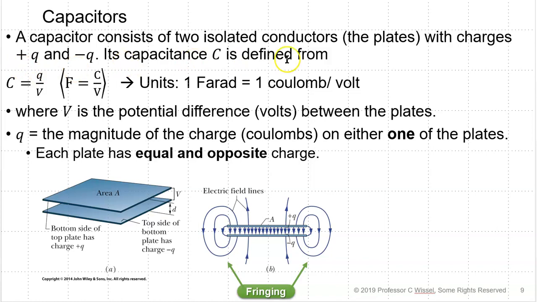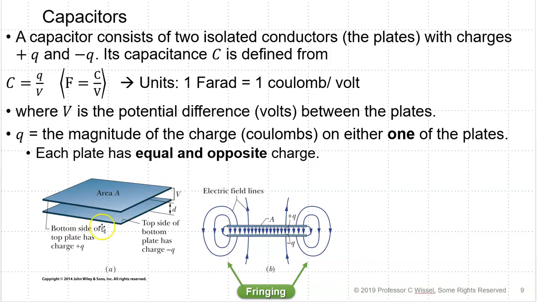The capacitance C is defined from C equals Q over V. And we have a new unit here called the farad, named for Michael Faraday. 1 farad is 1 coulomb per volt. Here's another one of those onesies I talked about. The V is the potential difference in volts between the plates. Q is the magnitude of the charge in coulombs on either one of the plates. Each plate has equal and opposite charge.